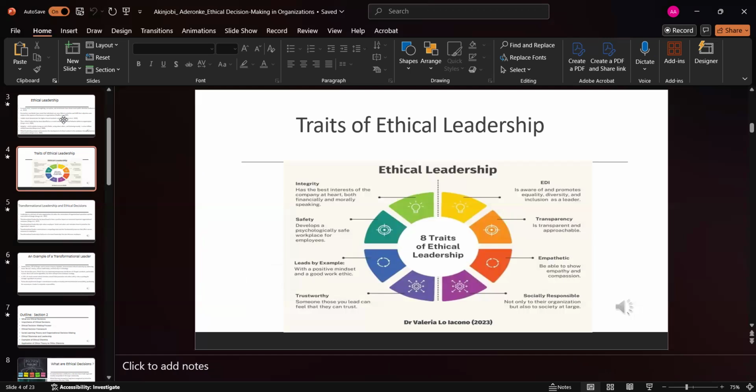Traits of ethical leadership. An ethical leader is expected to lead by example, to be trustworthy, to consider the safety of employees, to have integrity, transparency, empathetic, and also be socially responsible.